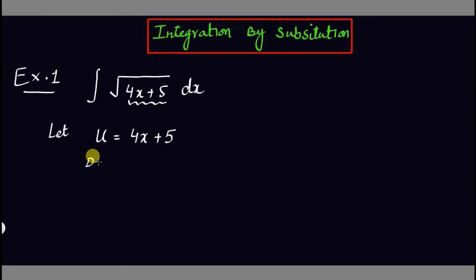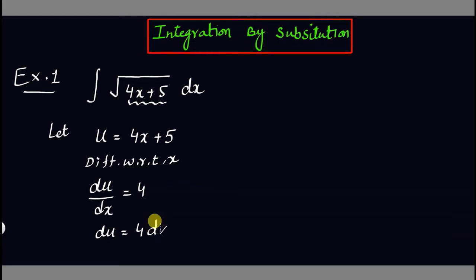Then differentiate this function with respect to x. Then you will get du over dx, which is equal to 4. So du is equal to 4 dx, and what will be dx? So du by 4 is equal to dx. This will be your final result for dx.